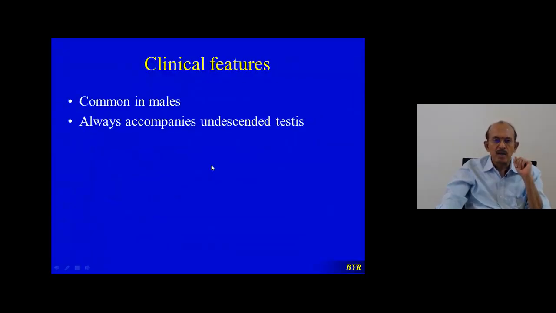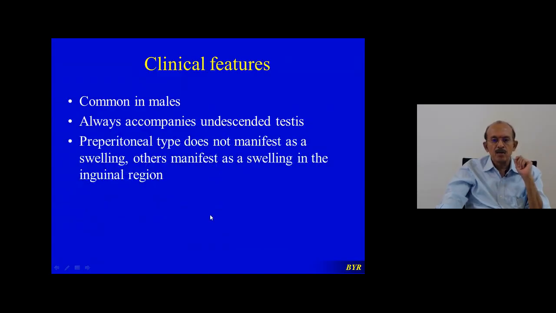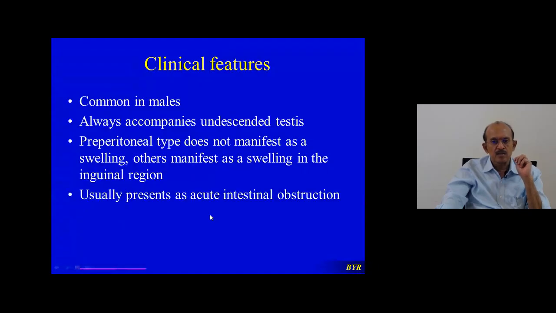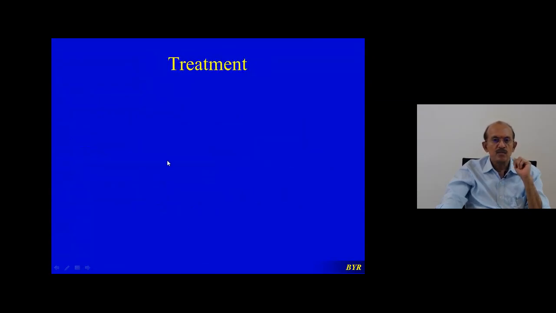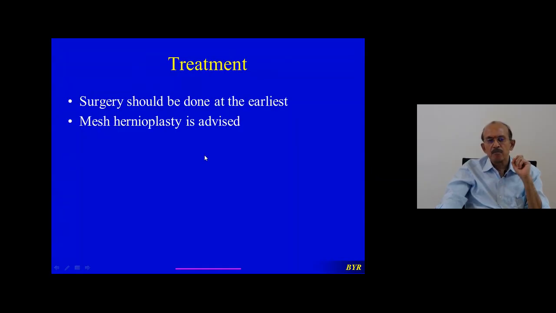Clinical features: common in males, always accompanies undescended testis. Pre-peritoneal type does not manifest as a swelling; others manifest as a swelling in the inguinal region. Usually presents as acute intestinal obstruction. Treatment: surgery should be done at the earliest. Mesh hernioplasty is advised.